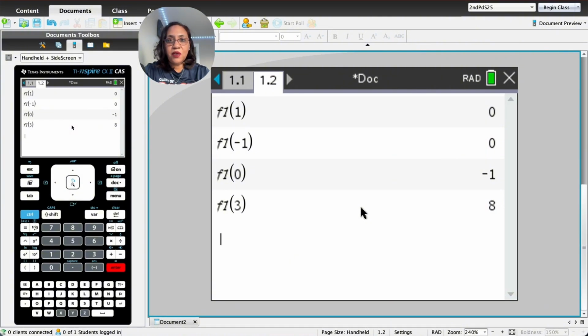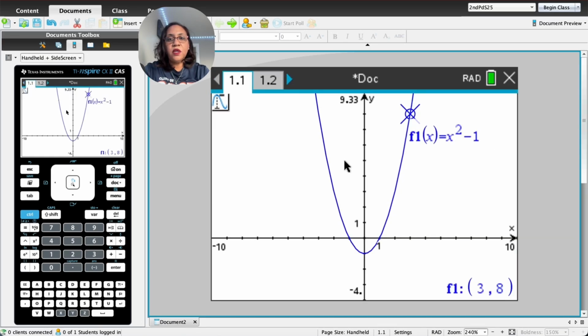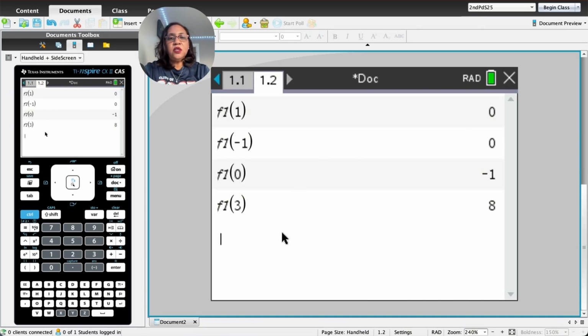Now, there is a skill also that if I ask you, what is f of 2, right? So this is what I recommend. Let me go back to the calculator page. So I can actually substitute that in. The function is x squared minus 1. So 2 to the second power minus 1. But I could also do f1 of 2, and I should get the same answer.